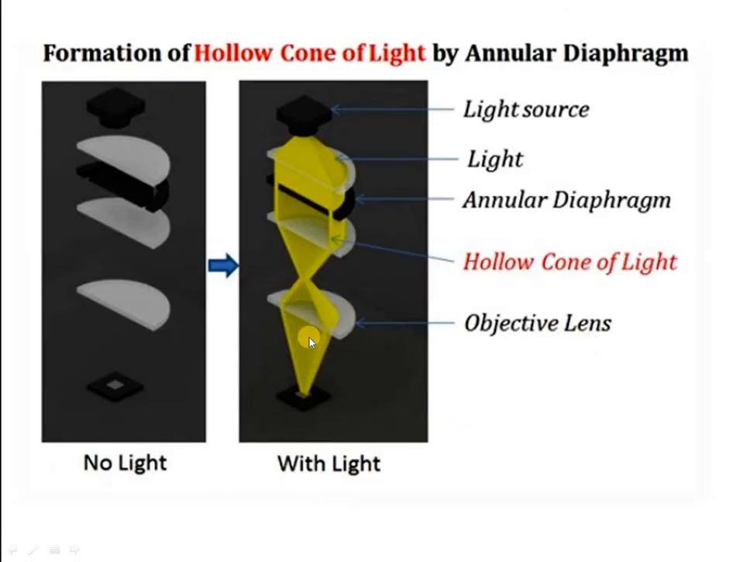So this is the image of the light pathway. Here you can find the light source. Light comes through the condenser. Then when it passes through the annular diaphragm, it creates a hollow cone of light. So the function of the annular diaphragm is to create a hollow cone of light. You can find here that the hollow cone of light has been created, and then it passes to the specimen and subsequently via the objective lens.